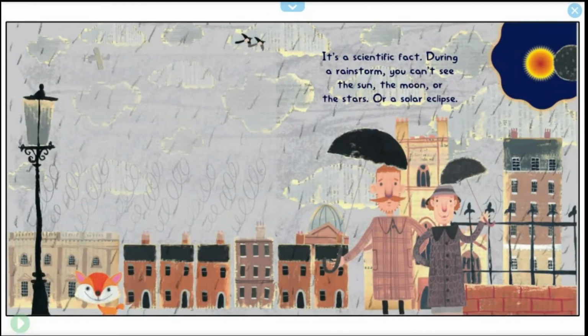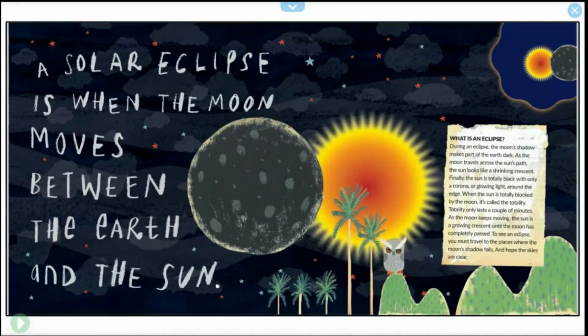It's a scientific fact. During a rainstorm, you can't see the sun, the moon, or the stars, or a solar eclipse. A solar eclipse is when the moon moves between the Earth and the sun.